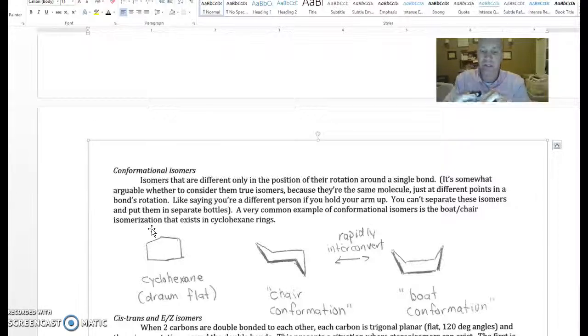And the thing about cyclohexane is that it tends to adopt one of two conformations. One of them is what's called the chair conformation. Let me make this a little bit bigger. Okay, so this is cyclohexane.